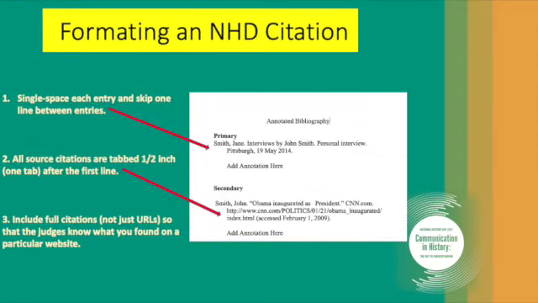How to format a National History Day citation. Single space each entry, skip one line between each entry source. Remember that all citations are tabbed half an inch after the first line. So you have your author, title, publisher, then tab, and then write your annotation. Include full citations, not just URLs, so that the judges know what you found on a particular website.